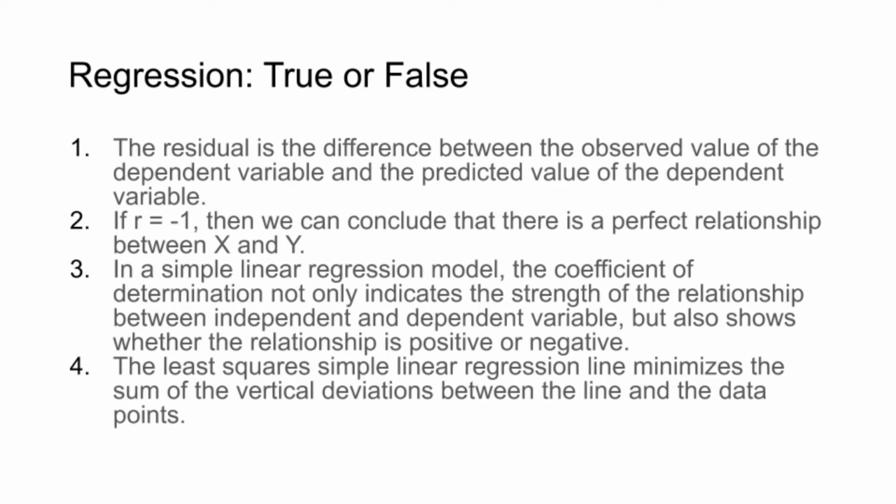And number 4. The least squares simple linear regression line minimizes the sum of vertical deviations between the linear regression line and the data points. This is false. Least squares minimizes the sum of squared vertical deviations. That's a really tricky one. You really have to know what's going on.